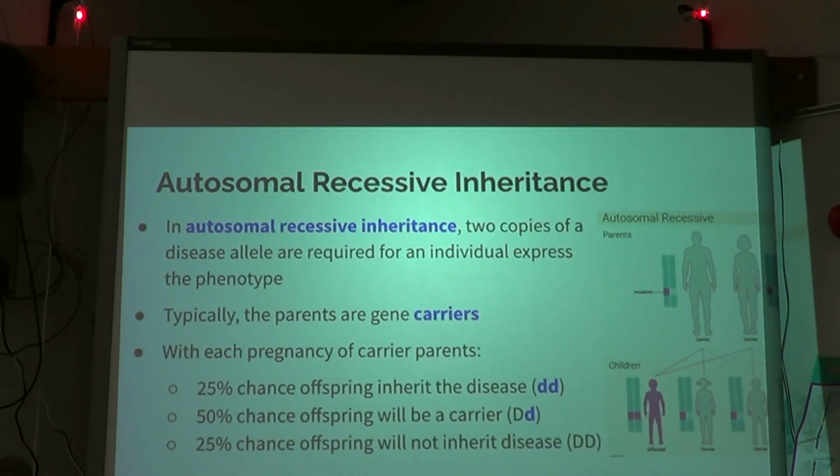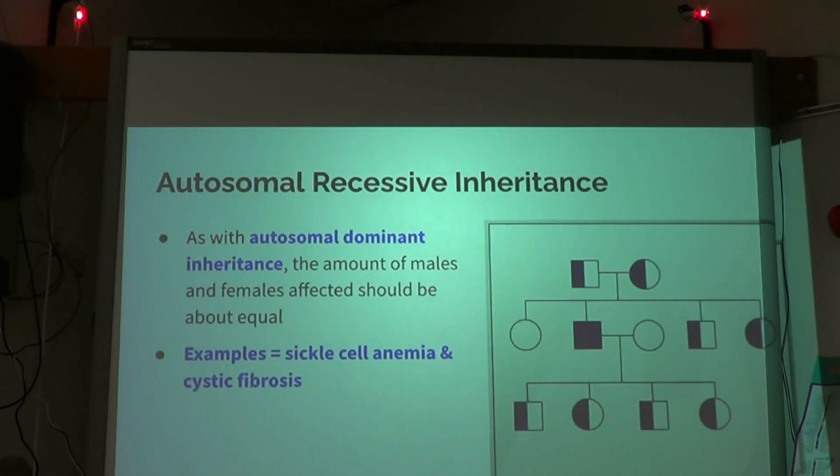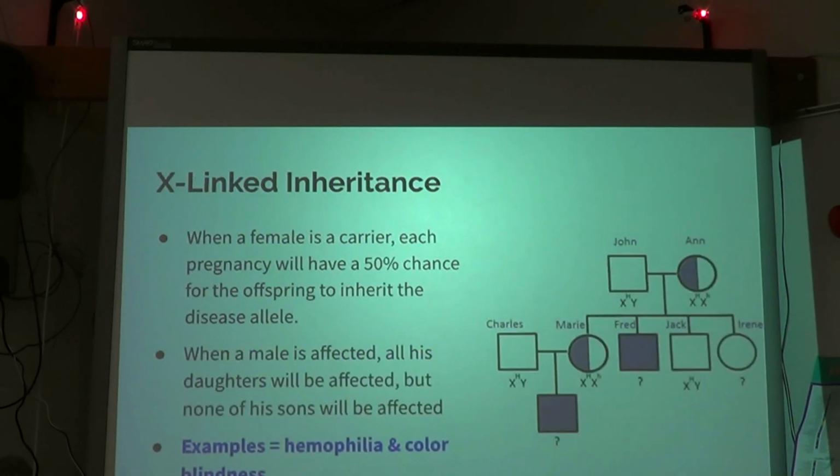We talk about autosomal recessive traits. The idea of an autosomal recessive trait is if you have the trait, it has to be homozygous recessive. That's the only time you're going to have a recessive trait, is when there isn't a dominant allele. Cystic fibrosis and sickle cell anemia are two examples.